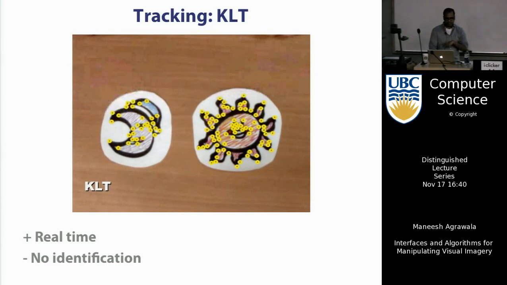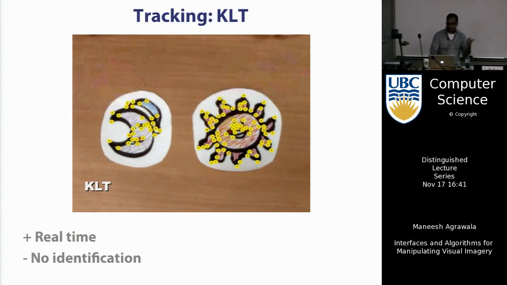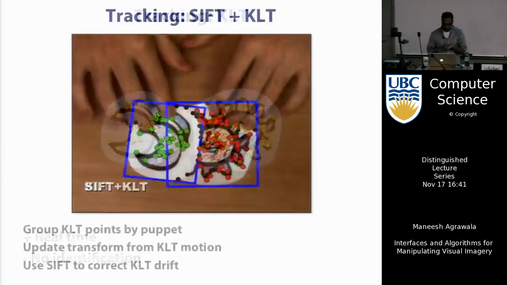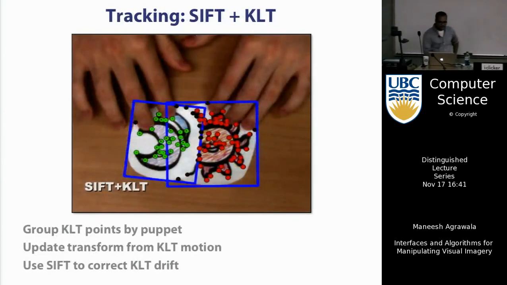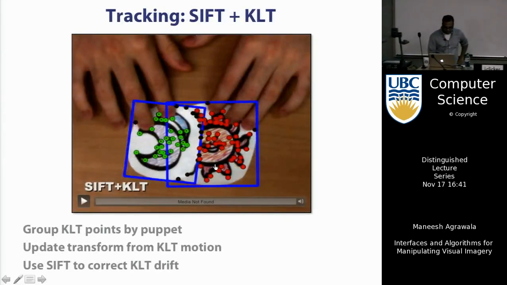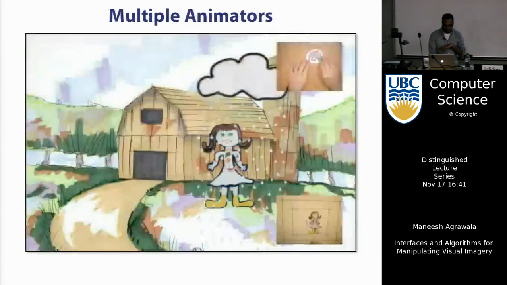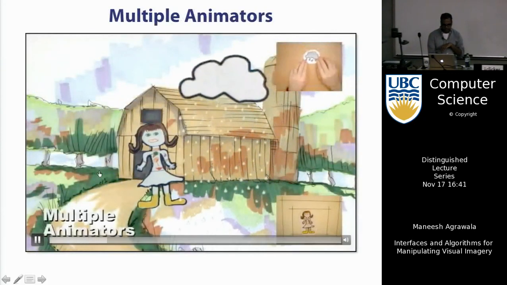Those points are sticking to those objects. But it doesn't identify which puppet is which. It doesn't identify that the moon is the moon and the sun is the sun. SIFT, on the other hand, does provide this identification. And so we can combine these together and, okay, you can take my word for it. These things track and identify properly, and then hopefully we have some examples.